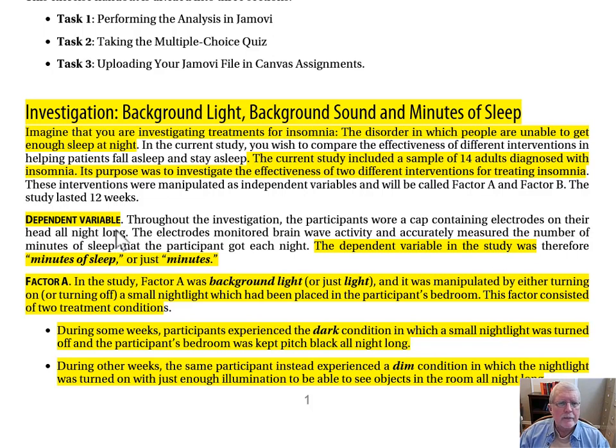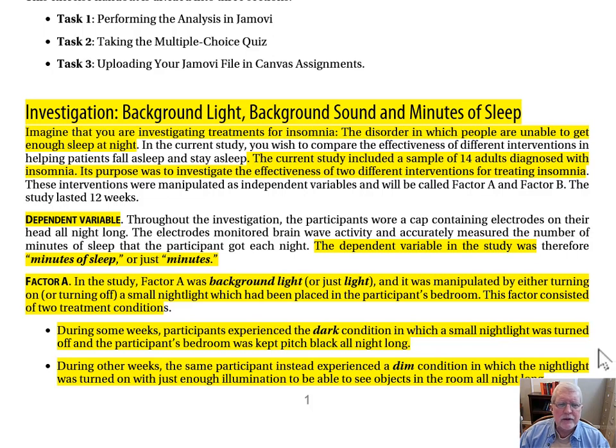The dependent variable in your study is going to be minutes of sleep, or just minutes. Obviously, if someone is suffering from insomnia, we're looking for something that will increase the average minutes of sleep they get in a typical night. Factor A in the study is background light, or just light. It was manipulated by either turning on or turning off a small nightlight which had been placed in the participant's bedroom. This factor consisted of two treatment conditions.